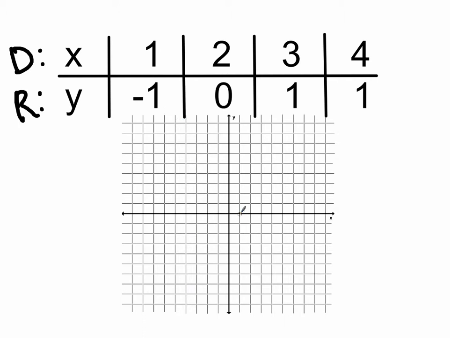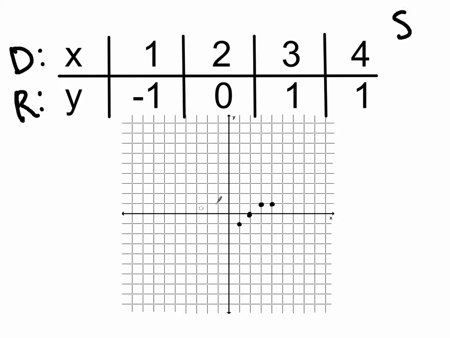The first one is the point (1, -1). The second one is the point (2, 0). The third one is the point (3, 1), and the fourth one is the point (4, 1). So this is this relation. I'm going to call this relation R, well, R is already being used for range, so I'll call it S for some relation.